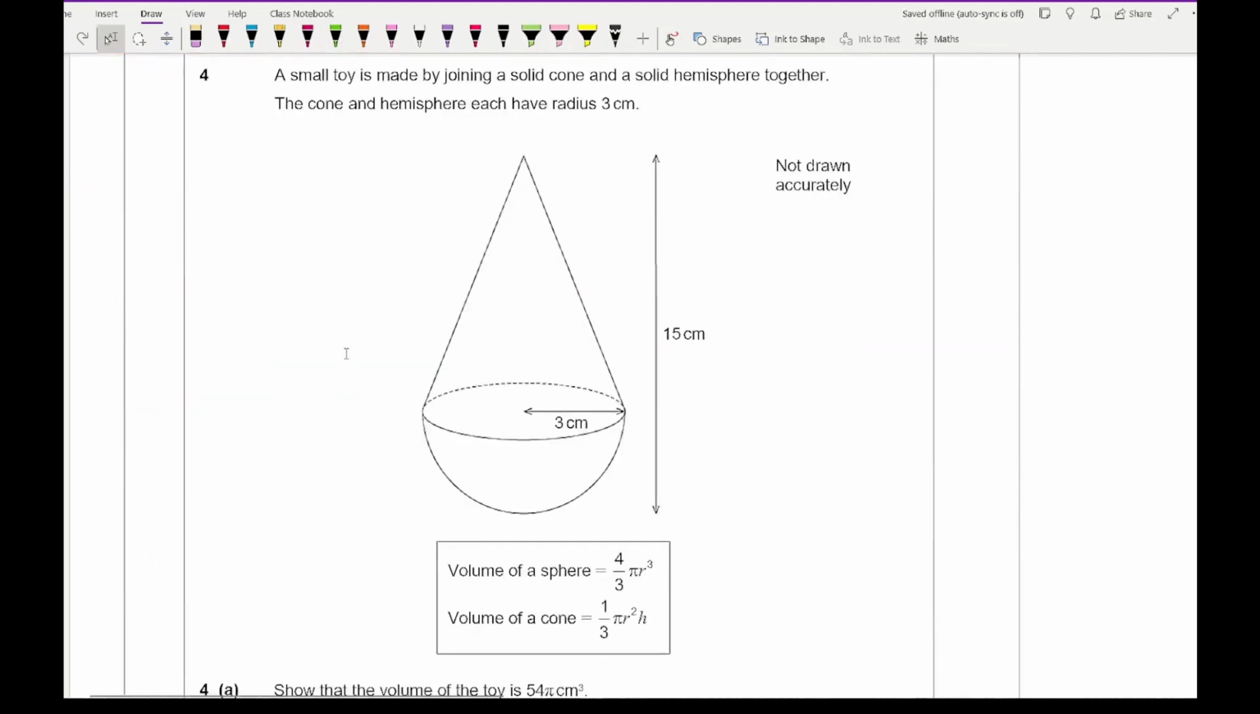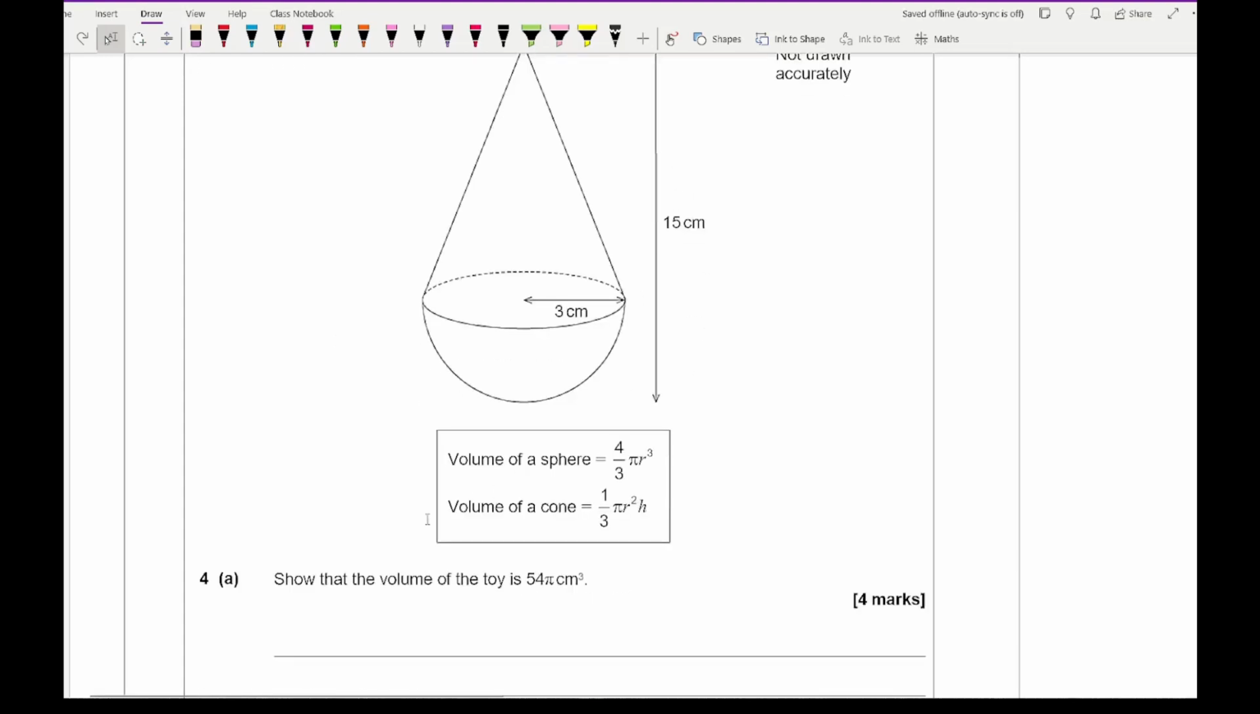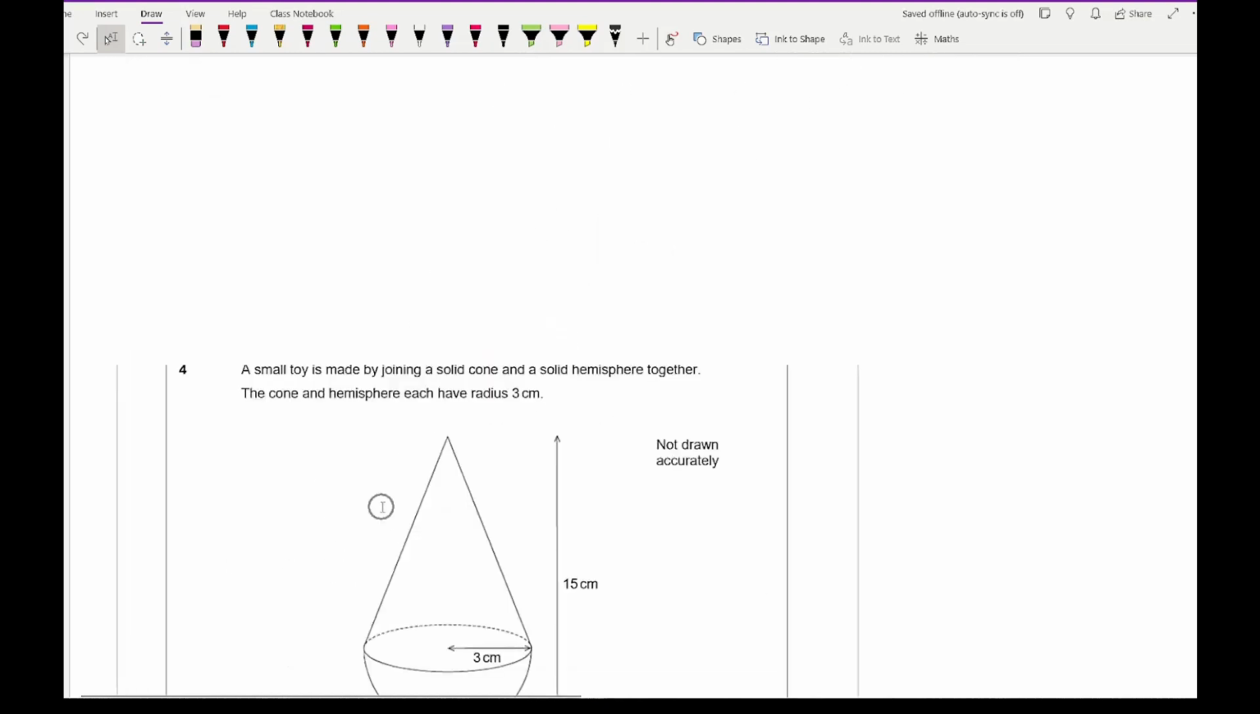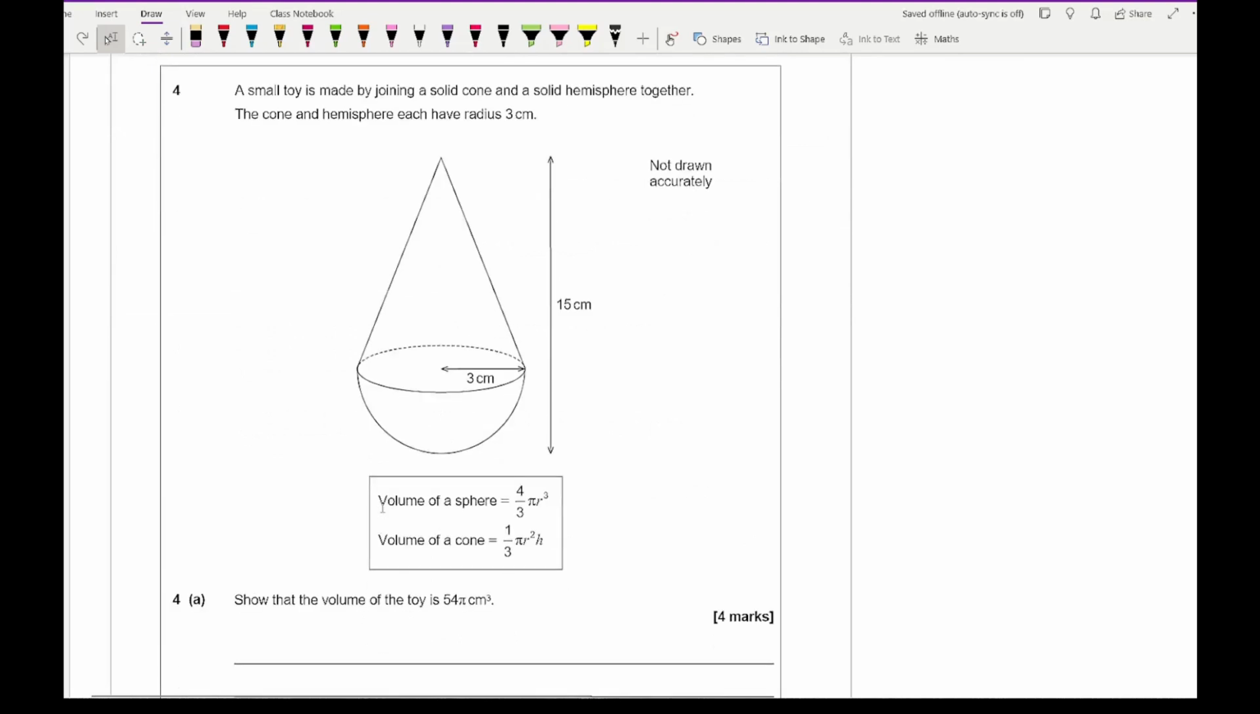Moving on to question 4, it says that a small toy is made by joining a solid cone and a solid hemisphere together. The cone and the hemisphere each have a radius of 3, and the height of the total shape is 15. It says show that the volume of the toy is 54 pi. So let me just zoom out so we can see all of this question in its entirety, and I'll do the work on the side.